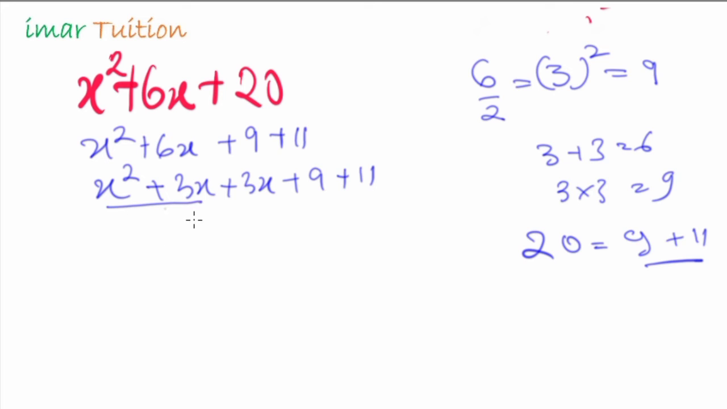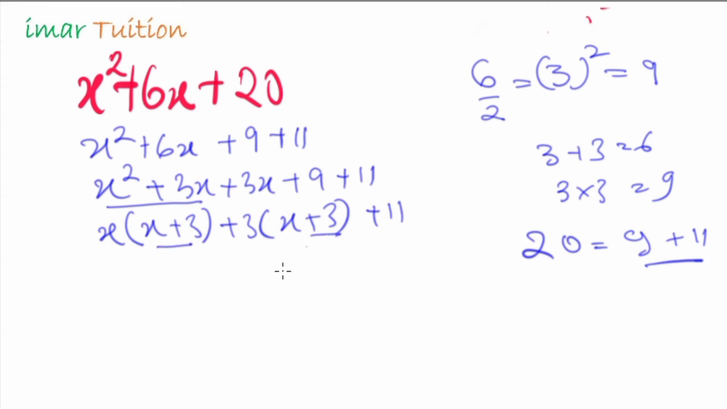Grouping this together, x is common to both terms, so you have x out, bracket, x plus 3. Here, 3 is common to both terms, so you have plus 3, bracket, x plus 3 again, plus 11.